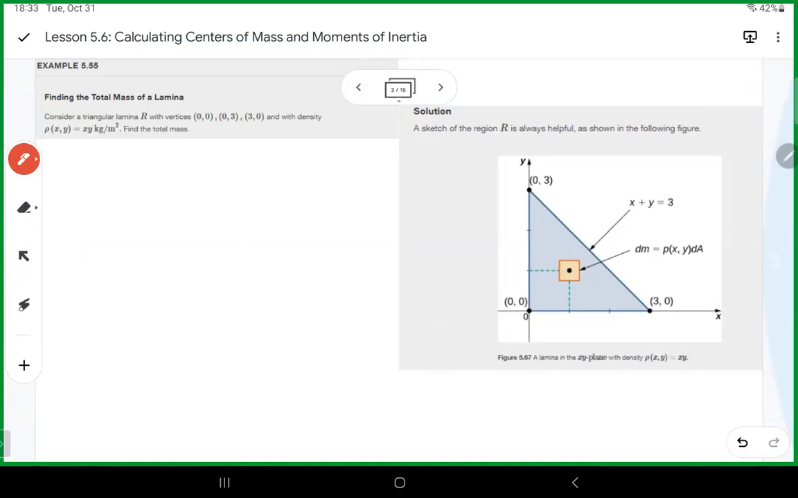Okay, so here's what we're doing. This is a sketch of region R, and it's always helpful when you show a figure. So if you're reading over something and you wish you knew what it looks like, draw it out.